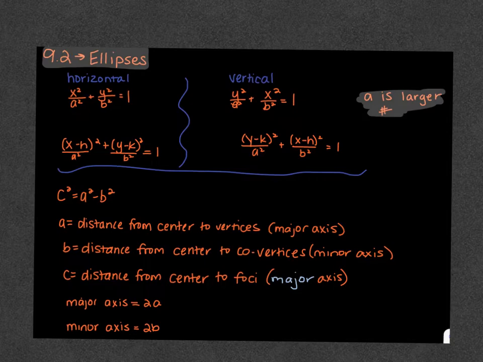c² = a² − b². a is the distance from the center to the vertices on the major axis. b is the distance from the center to the co-vertices on the minor axis. And c is the distance from the center to the foci on the major axis. The major axis length is 2a, minor axis length is 2b. So we're going to work through these types of problems on the warm-up itself. Questions on overall concepts with this stuff?